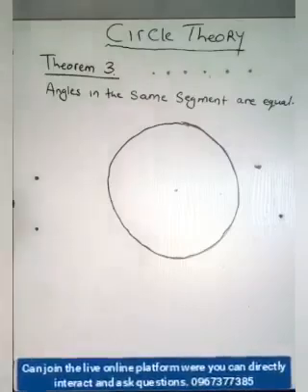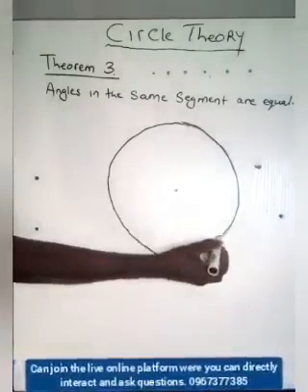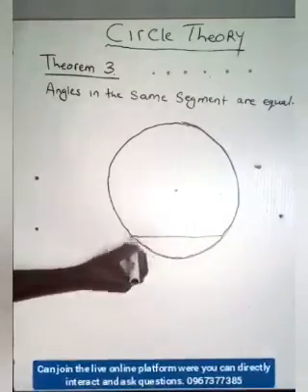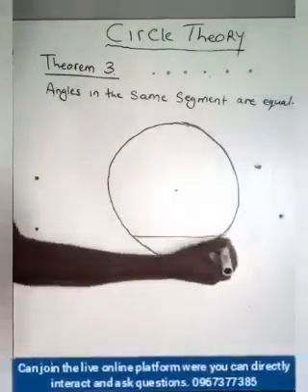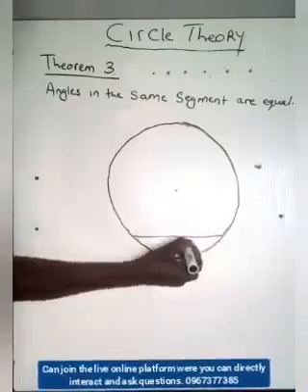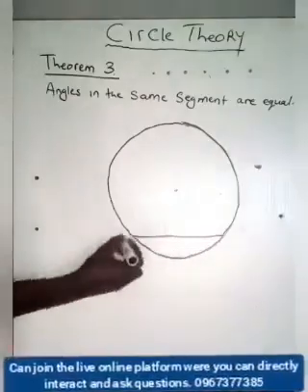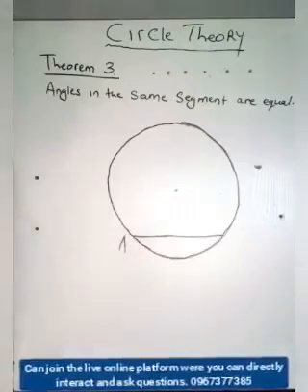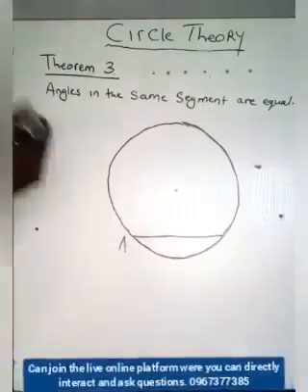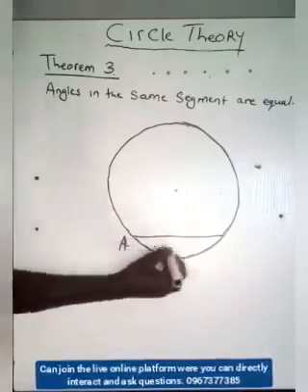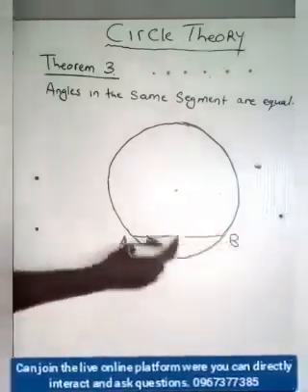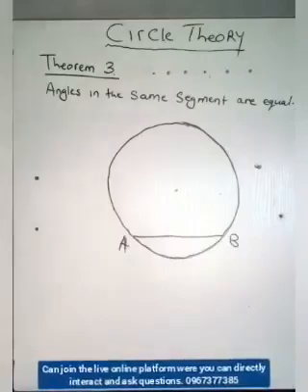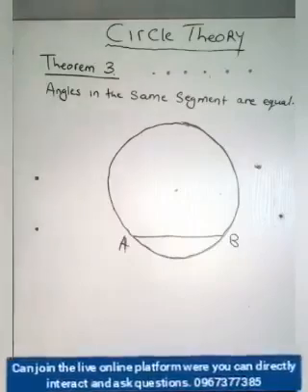Suppose we have this line, okay? This line, meaning this is our chord. So this line I'm drawing is our chord. Then let us name it as AB. So we have this chord AB. So this chord AB divides the circle into two parts.